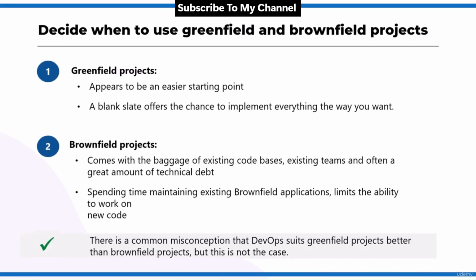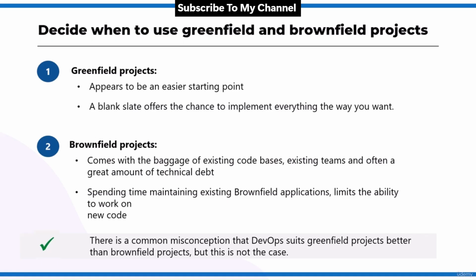Now, when starting a DevOps transformation, you might need to choose between greenfield and brownfield projects. A greenfield project will always appear to be a more accessible starting point. A blank slate offers the chance to implement everything the way you want inside that. You might also have a better chance of avoiding existing business processes that don't align with your project plans. Suppose your current IT policies don't allow the use of cloud-based infrastructure. In that case, the project might be qualified for an entirely new application designed for that environment from scratch. And this is the best example of a greenfield project.